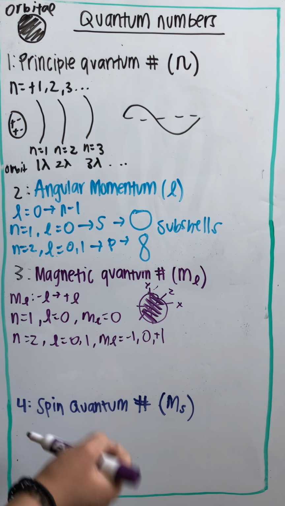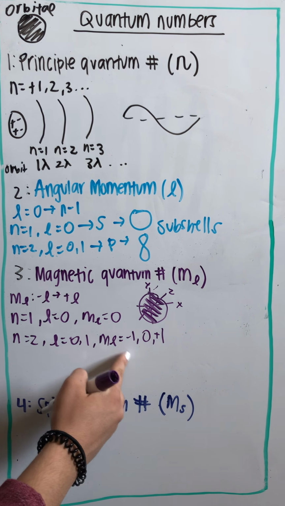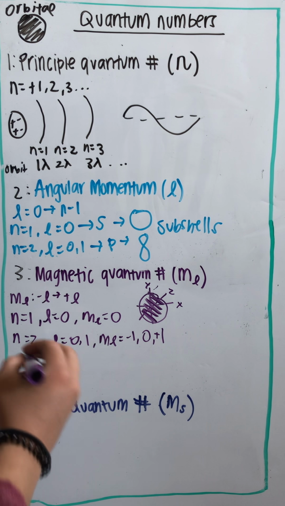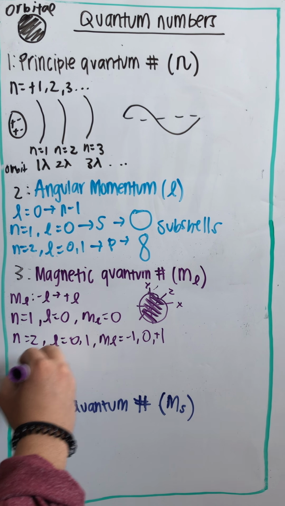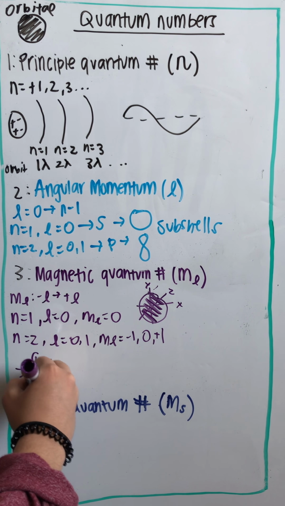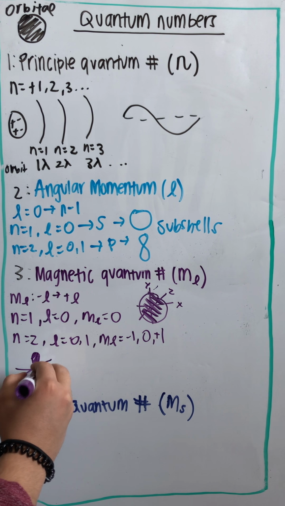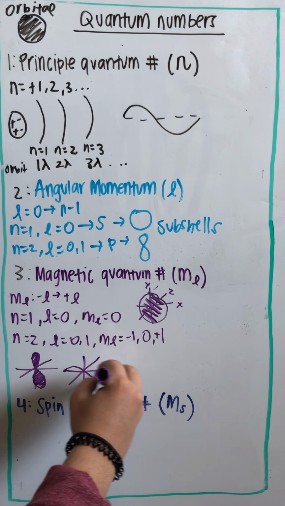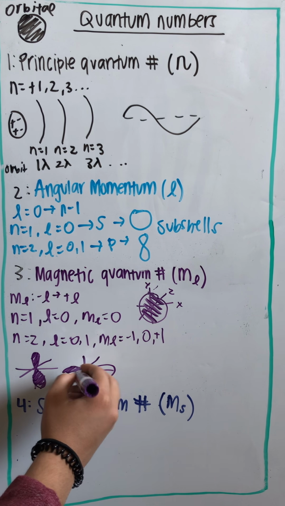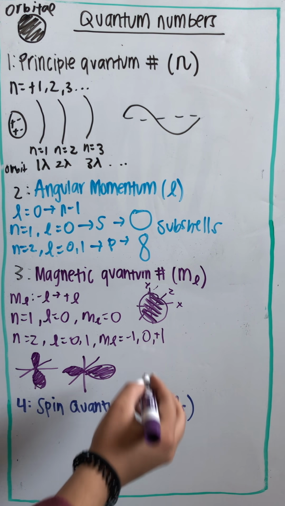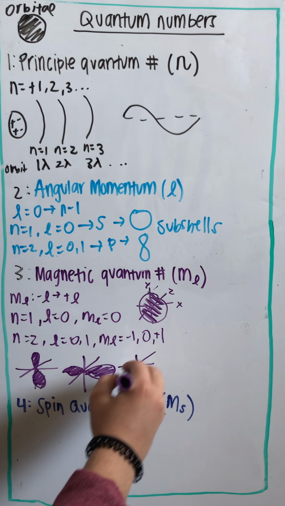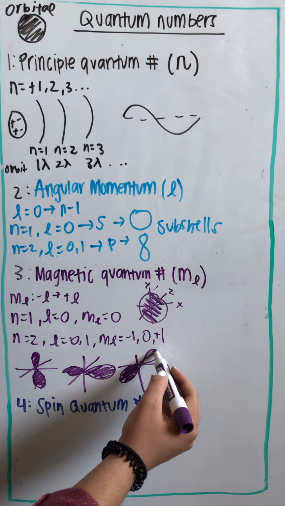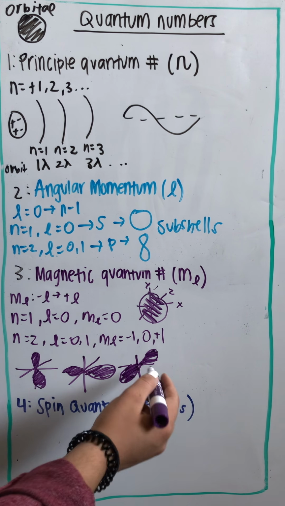Now for n equals 2, for m sub L, we have 3 values. So there are 3 possible orientations along the XYZ axis. Our first orientation would be this up and down, and the electron can exist anywhere here. Our second one would be our sideways, and then again, the electron can be anywhere here. And then our third one would be this diagonal. And so again, the electron can exist anywhere here. And so we can picture it.